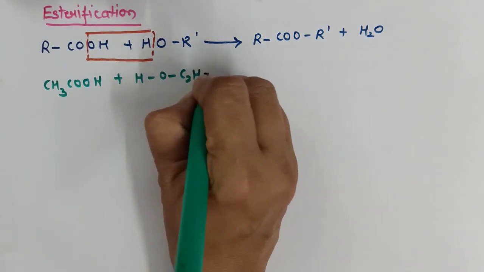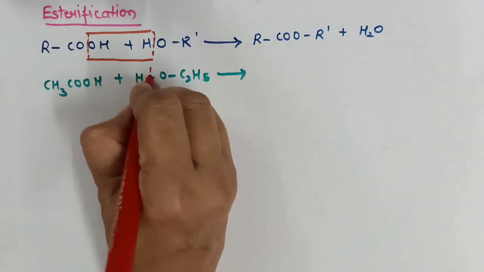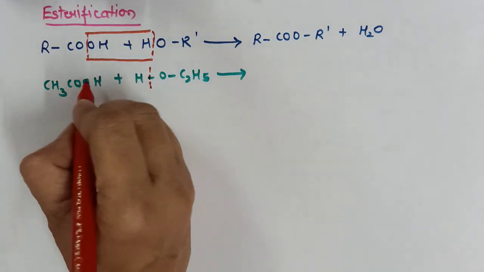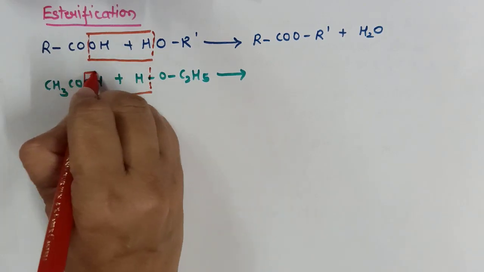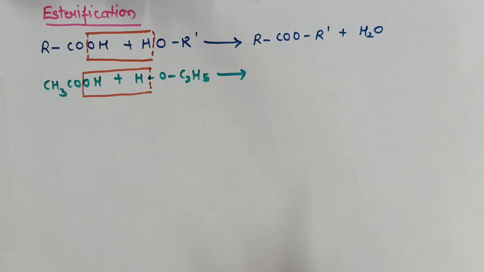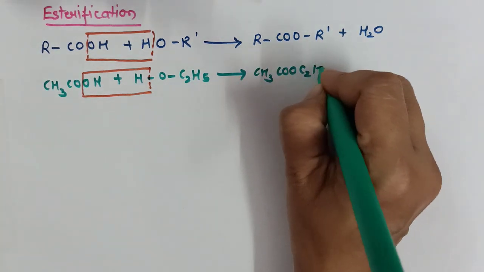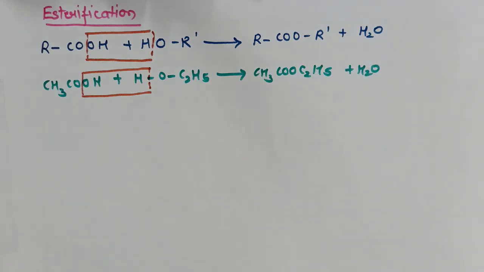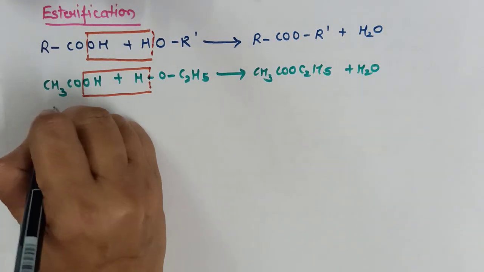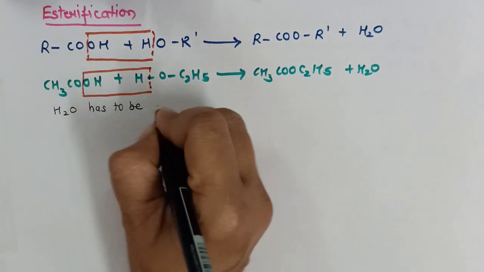when treated with ethanol, as I have shown you just now, the oxygen-hydrogen bond from alcohol and the OH bond from acid get cleaved, and we get ethyl ethanoate along with water. Now here what you have to remember is water formed has to be removed continuously.